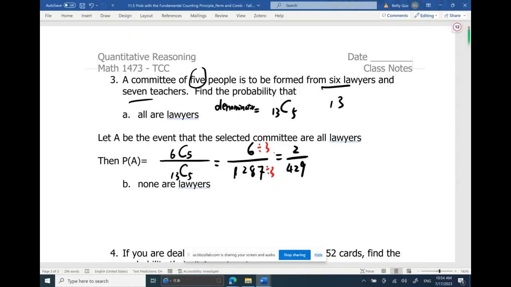Yeah, that's correct. Or if you need to express the result as a decimal, just do so. Or a simplified fraction. Part B, none are lawyers.